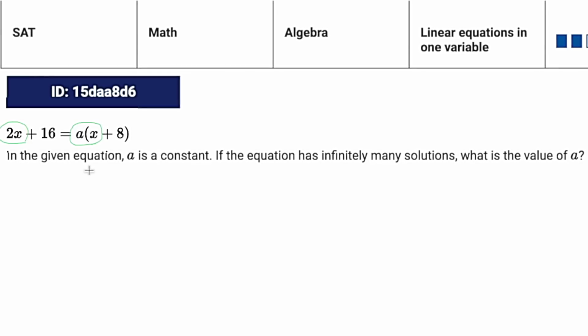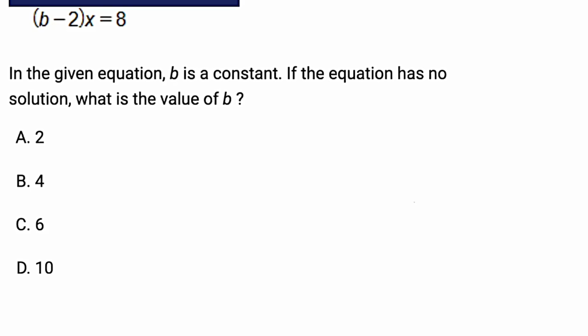So what do we multiply by to get 2x? We multiply by 2. So A is going to have to be 2. Let me show you one that has no solution so you can see what I mean.